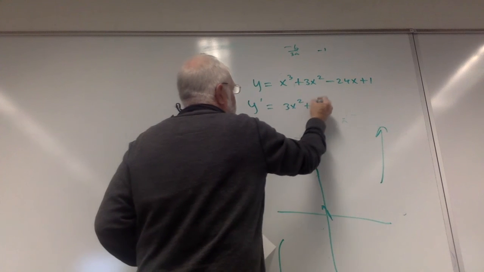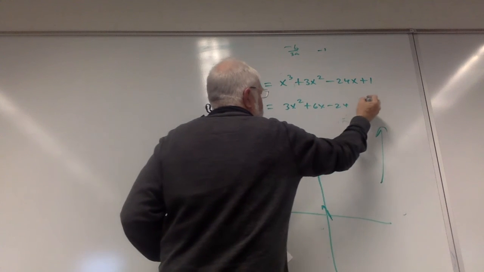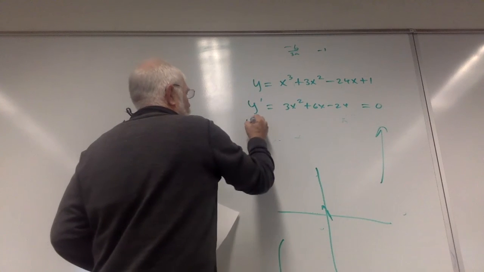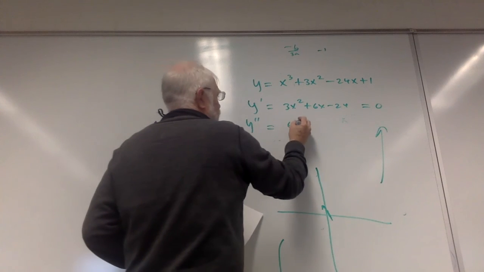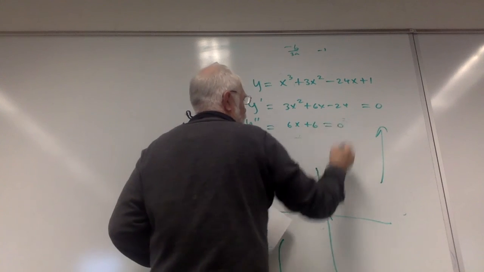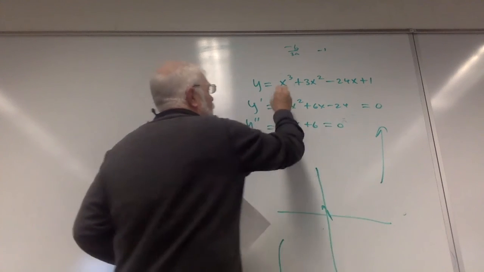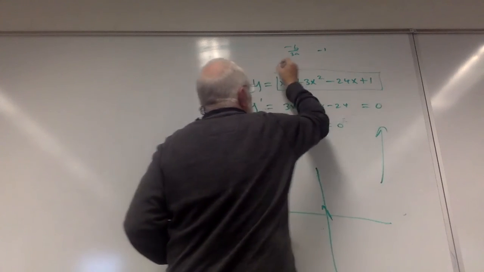Okay, so y prime is 3x squared plus 6x minus 24. We're going to set that to 0 to find our max and min candidates. Y double prime is 6x plus 6. We're going to set that to 0. Now we know we get a point of inflection at negative 1, so we got to put negative 1 in here to find that coordinate.